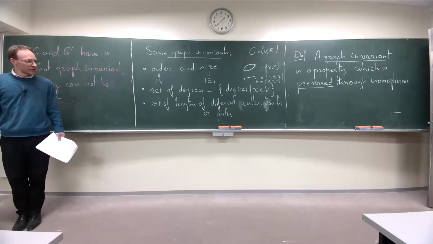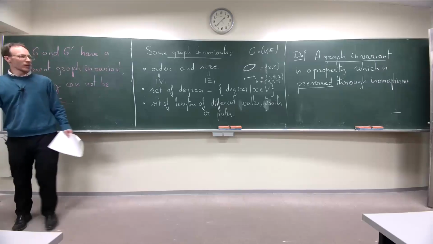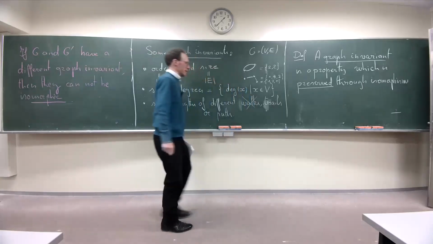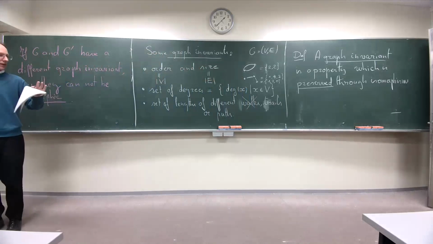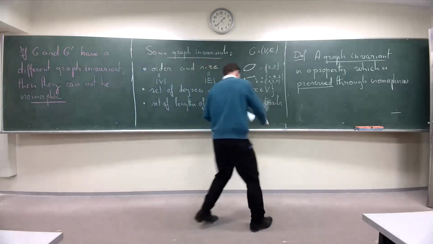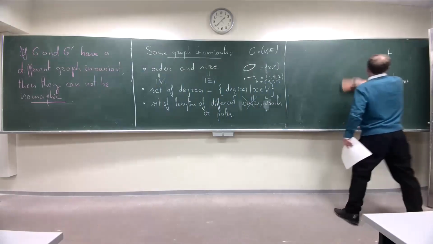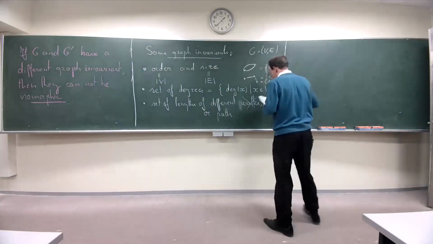Probably with walks, it's impossible because with a walk, you can just turn around. So walks is probably not a good idea, but trails and paths, you can probably do it. And if two graphs do not have the same set of lengths, there is no way. So this is another one, a few others which are easy. And I will finish with these two examples.